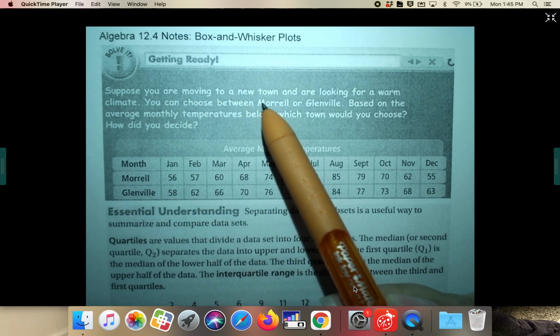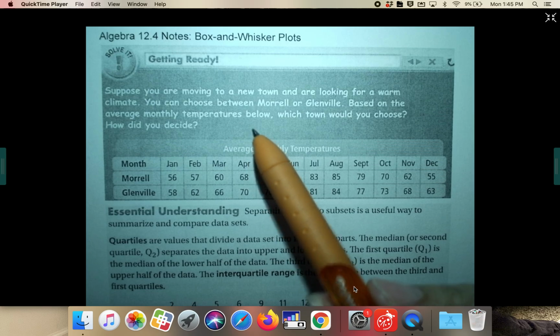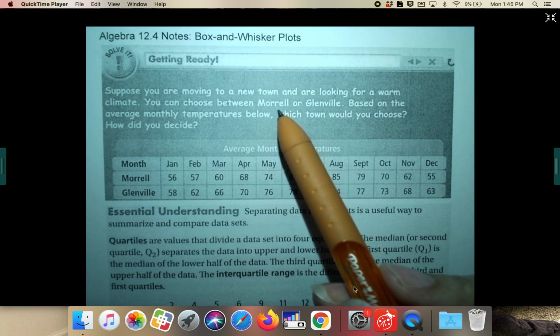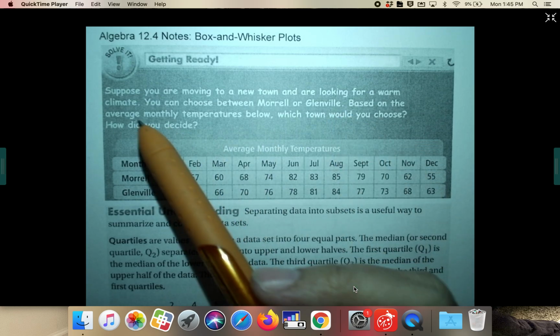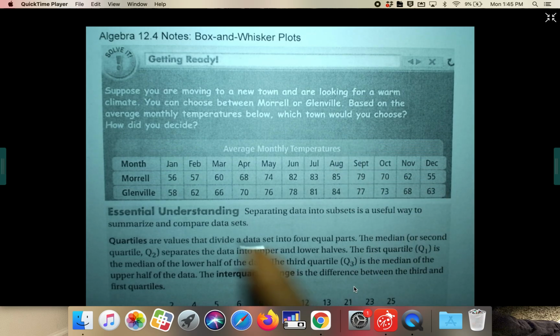Suppose you're moving to a new town and are looking for a warm climate. You choose between Morel, I'm assuming that's pronounced that way, I really don't know where that's at, and Glenville. They might even be made up. Based on the average monthly temperatures below, which town would you choose and how would you decide?